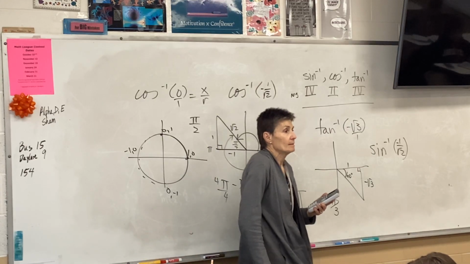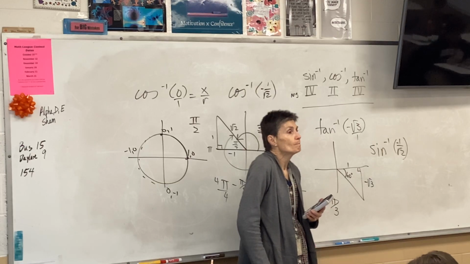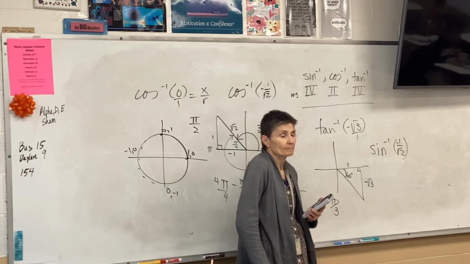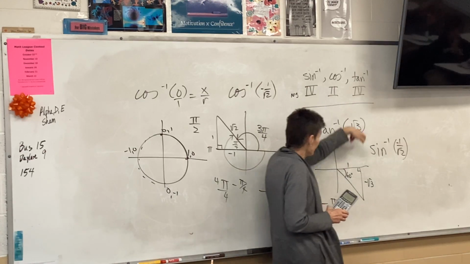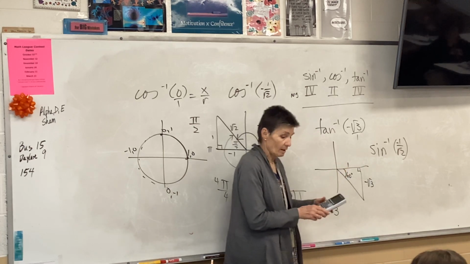Did you get negative 55.0349? Make sure you're in degrees. Yeah, I got that. Now, look at the problem. Does negative 55 make sense? Yeah, because it's a negative tangent, it's going down, negative 55, right? All right, next one.